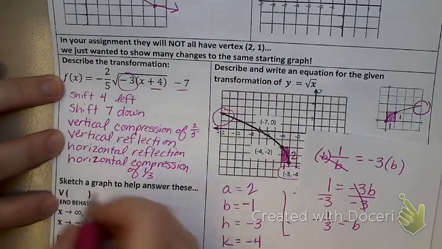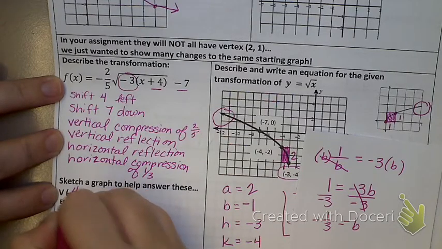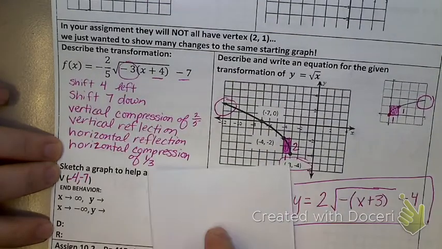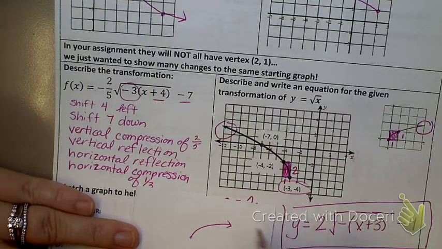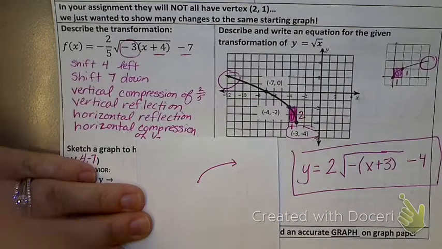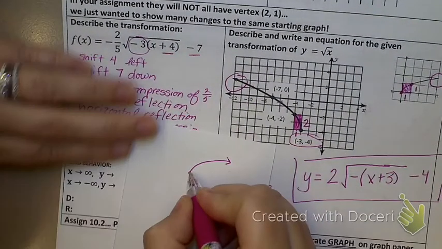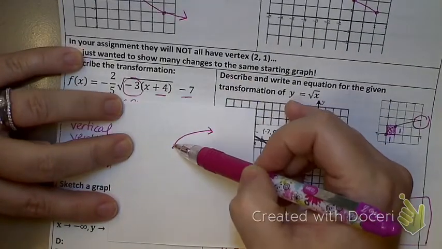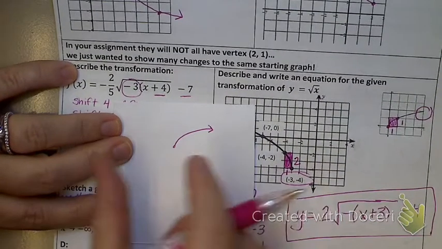Okay? Now, sketch a graph to help answer these. Well, my vertex I know is H comma K, so that's +4 comma, I'm sorry, it's -4, -7. So that's good to know. End behavior and domain and range. Let's think about this for a minute. Here is our parent function, goes like that in general. We have shift, shift, shift, shift. Compression and stretching is not going to change the way that looks at all. So my parent function goes up and to the right, and it doesn't really matter where my vertex is, but it does matter if I'm going to stretch or compress this.